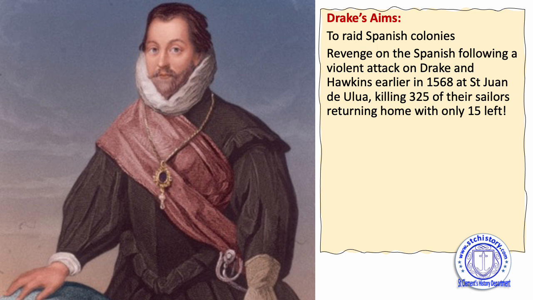Also, Drake is motivated quite a lot by revenge. In 1568 at San Juan de Ulúa, the Spanish killed 325 of his sailors, and he only came home with 15. So overall, he's never quite forgotten this grudge. It was a bit of a disaster for Drake and Hawkins earlier on, when they came up against the Spanish and essentially came home losing everything, whether they had investors on that journey or not, who wouldn't be happy. So Drake's aims are motivated largely by revenge for that attack in 1568. He's held on to that grudge for clearly over 10 years.